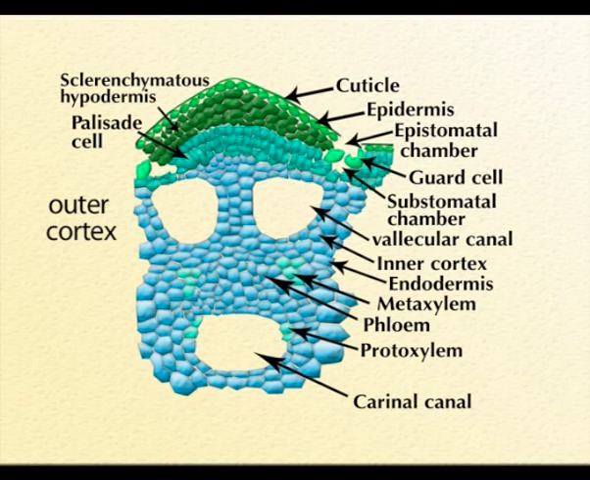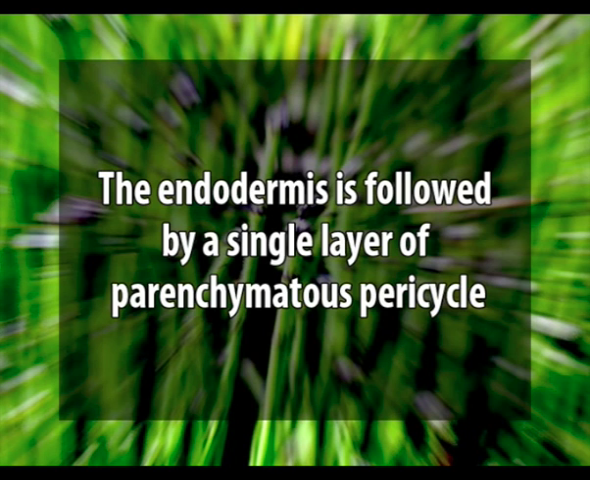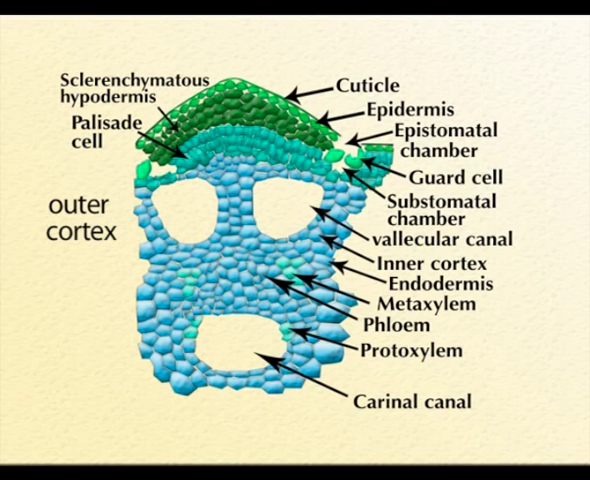Then the cortex is delimited from the stele by an endodermis, which varies in its position in different species of Equisetum. The endodermis is followed by a single layer of parenchymatous pericycle. Then the vascular cylinder, which is at the center, is siphonostelic in case of Equisetum aerial shoot, where vascular bundles are arranged in a ring around the large central pith. The number of vascular bundles corresponds with the number of ridges. The vascular bundles in case of aerial shoot of Equisetum are conjoint, collateral and endarch.